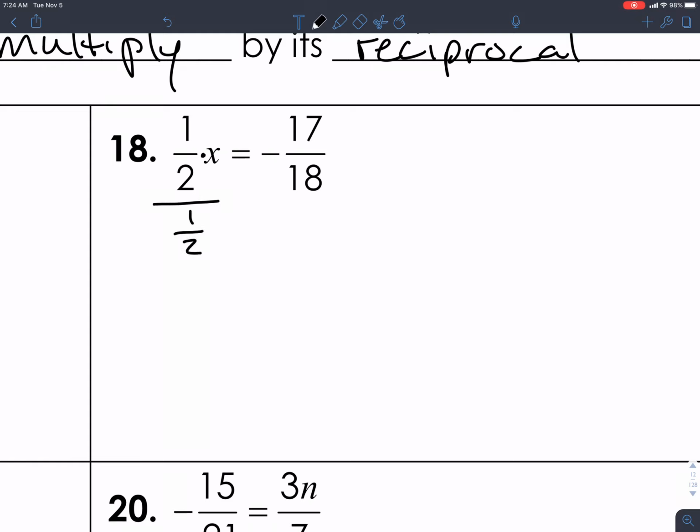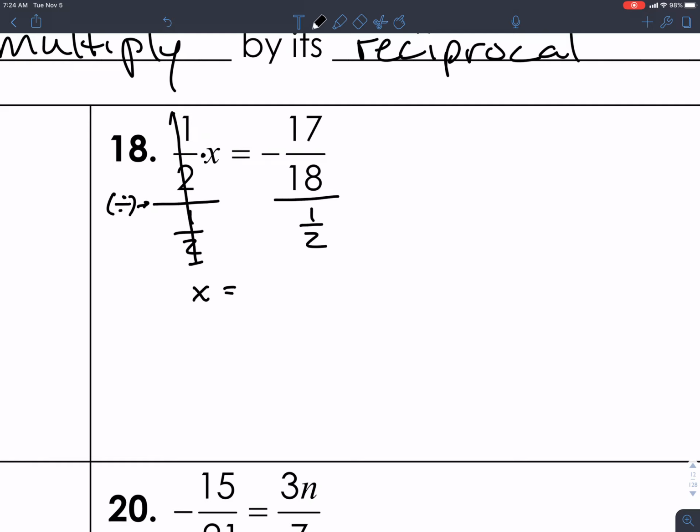So I'm going to do this. Looks kind of weird, I know, but that's why I made the division bar really big. Remember, this is the division bar right here. So it's 1/2 divided by 1/2. Well, what's 1/2 divided by 1/2? How many times does 1/2 go into 1/2? One time. So again, that's why we do this. When we multiply and divide, we're looking for a giant 1. So that leaves me with just x on the left.